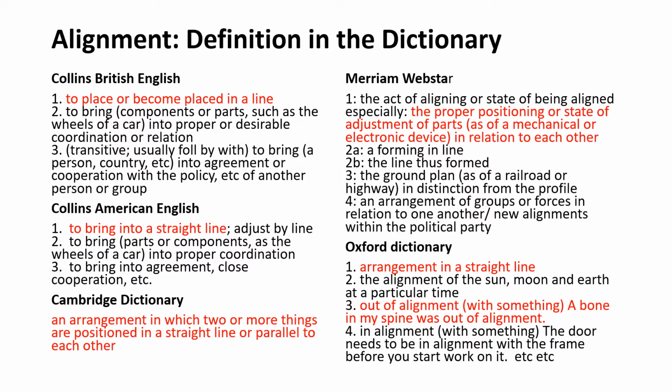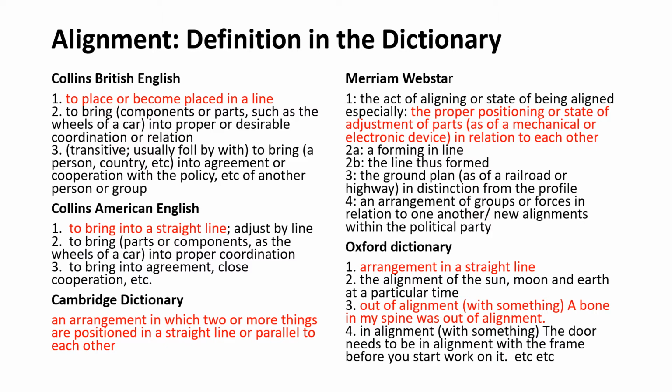Closely linked to posture is alignment. So what is alignment according to the dictionaries? It is a place to become or be placed in a line. It is to bring into a straight line. It is an arrangement in which two or more things are positioned in a straight line or parallel to each other. It is the proper positioning or state of adjustment of parts as of a mechanical or electronic device in relation to each other. It is an arrangement in a straight line.